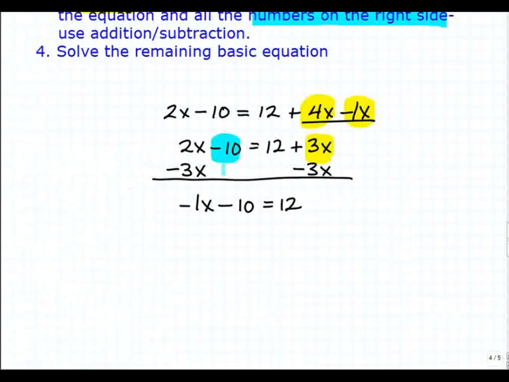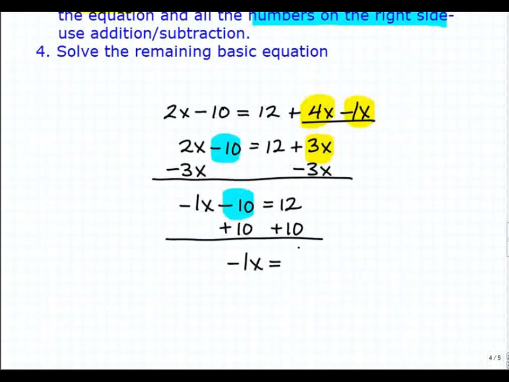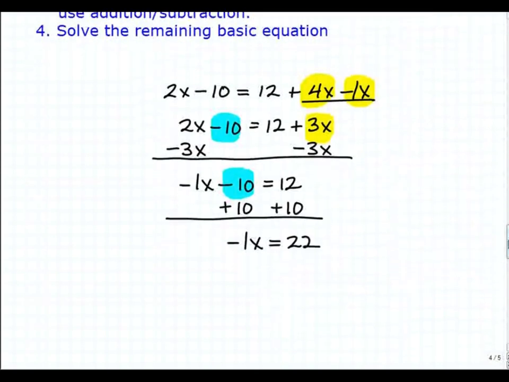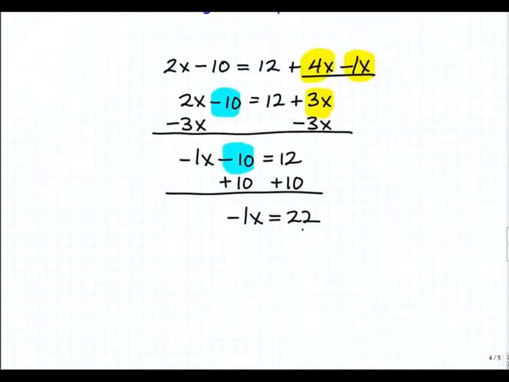But now I still have to take care of my number. I have to move it all to the right-hand side. So I'm going to add 10 to both sides of the equation. These are just inverse operations. We talked about this way back in one-step equations, how to move numbers or variable terms to the left or right-hand side. So I'm going to add 10 to both sides of the equation. I'm going to get negative 1x equals 22. All right, so I'm left with a basic one-step equation. To solve for x, all I've got to do is divide both sides of the equation by negative 1. I get x is equal to negative 22.